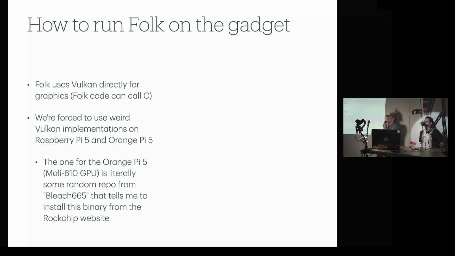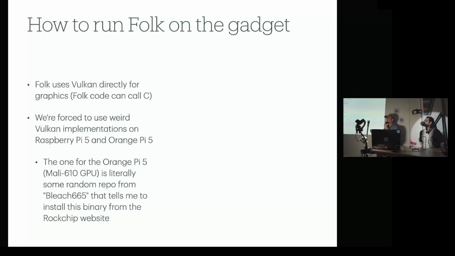In practice, there are a lot of weird quirks that you run into when you're running on a non-PC Linux computer. So we use Vulkan directly for graphics. Vulkan is a graphics API like OpenGL. So there's Folk code built into Folk, Folk programs, that calls into Vulkan to do all the drawing on the screen.